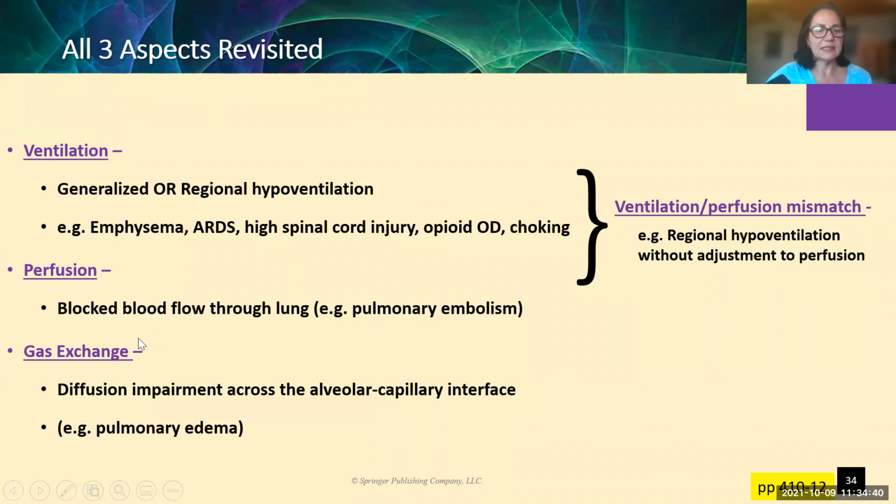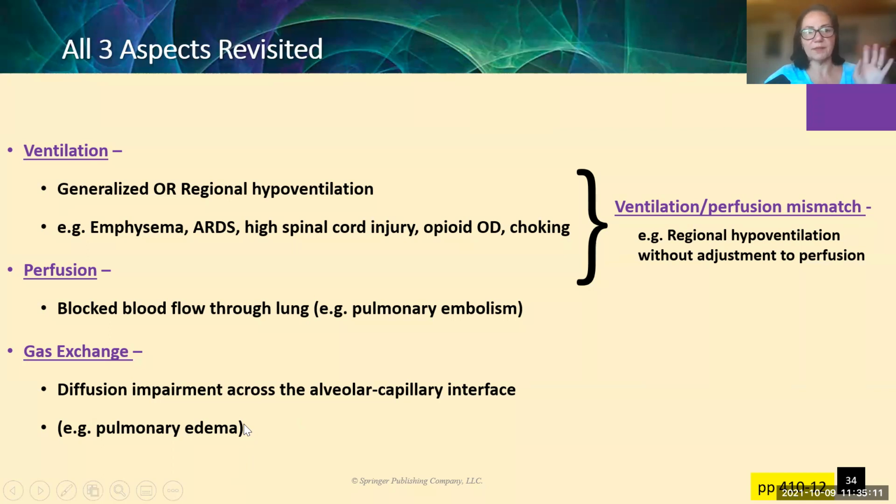And then lastly, gas exchange. And some of the problems that can exist here are impairment of the diffusion across the alveolar capillary interface. Like for example, with pulmonary edema, there's too much fluid that's leaving the capillaries. So now where the alveolus used to be right up against the capillary, now there's fluid in between. And so the gases have to pass through that fluid.